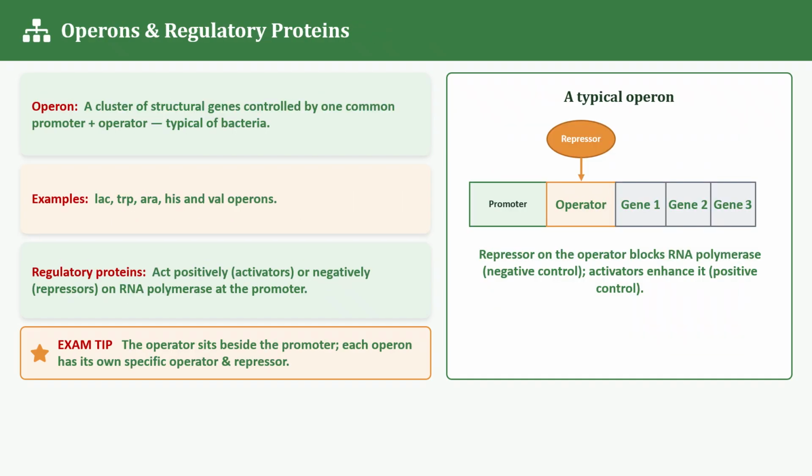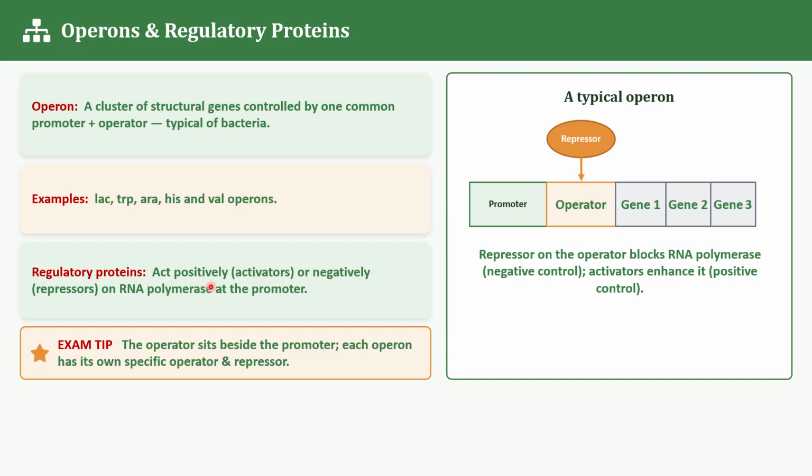Let's see the operons and regulatory proteins. In prokaryotes, the main control of gene expression occurs at the transcriptional level. The activity of the RNA polymerase at the promoter is regulated by proteins that influence its ability to recognize and initiate the transcription process. And these regulatory proteins can act in two ways: one is positive regulation and another one is negative regulation.